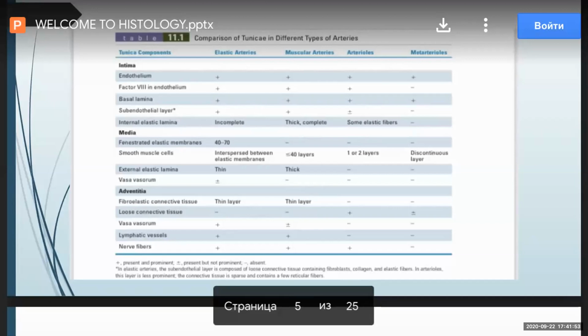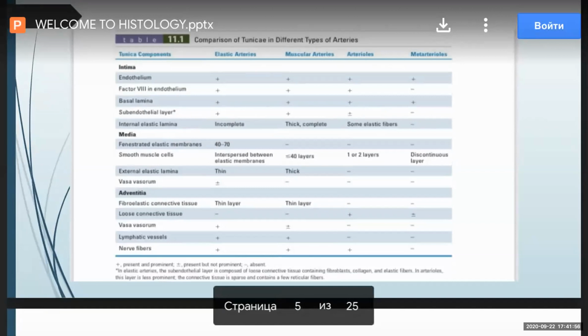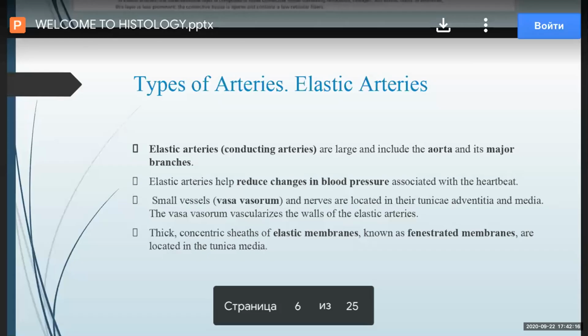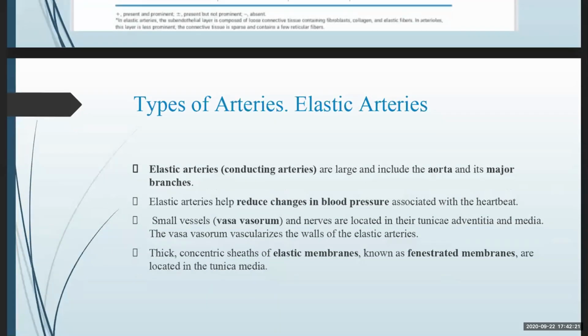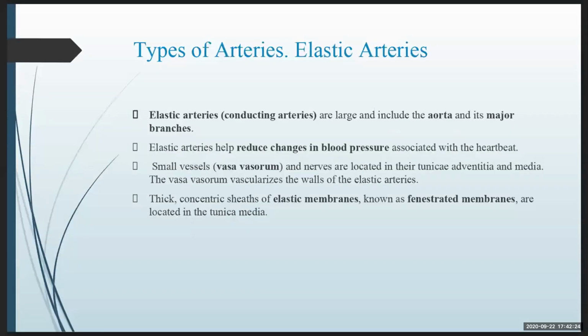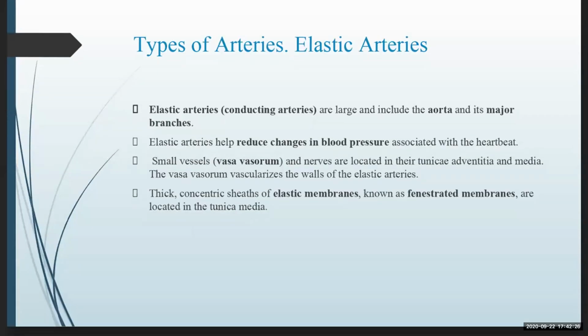Okay, so we were talking about arteries, and here is a comparison of arteries. From the above you see that we have intima, and we have media, and we have adventitia. We talked about it. We will come back to this table, and now we continue. Here are the types of arteries. First of all, we have three types of arteries.